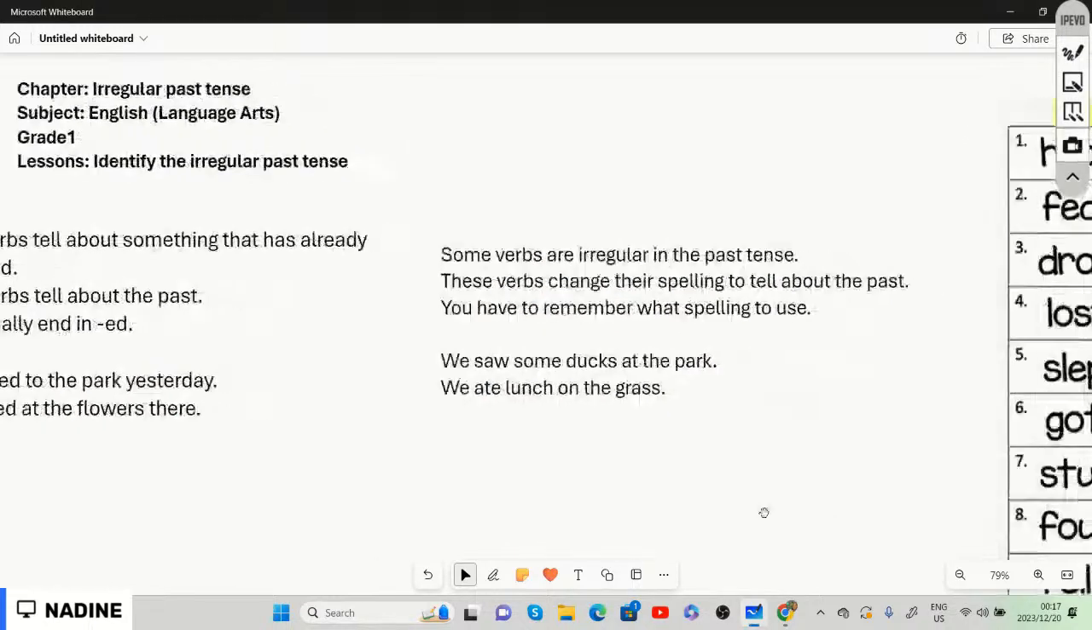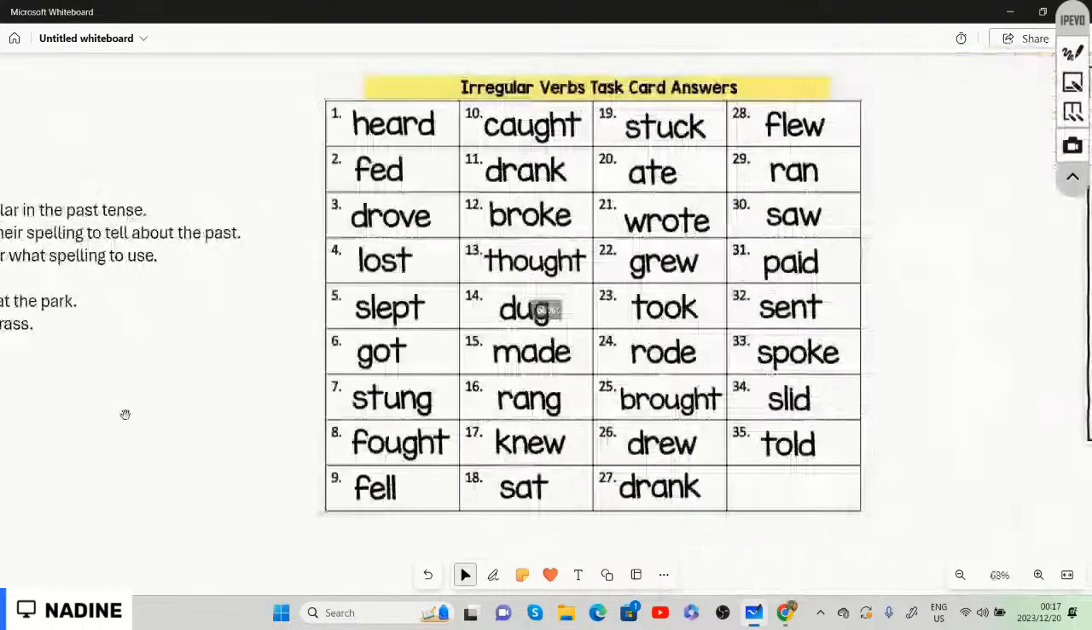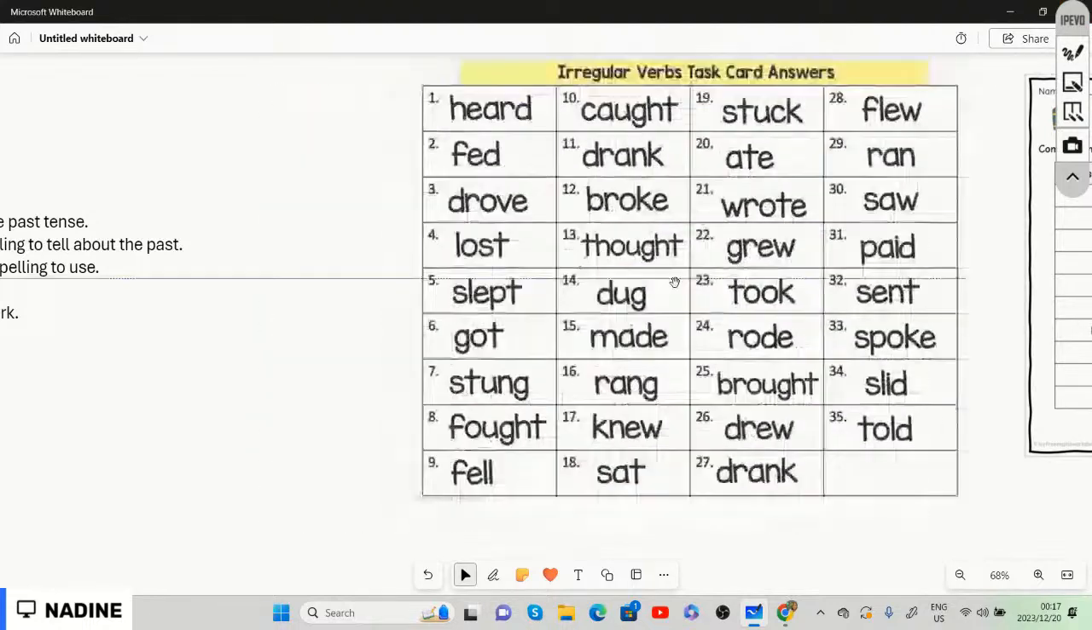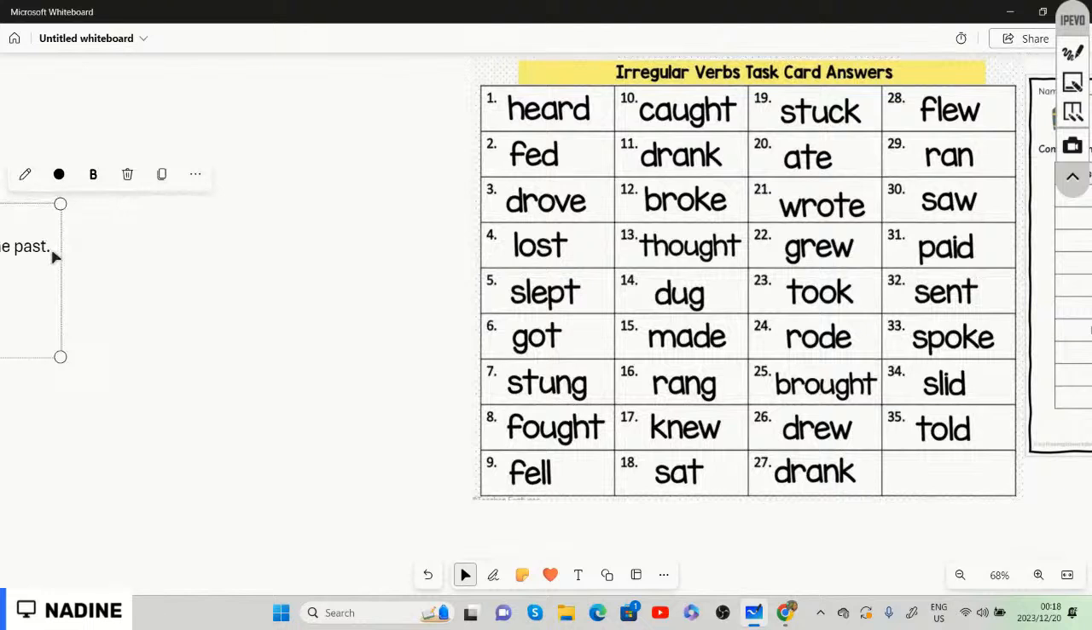All right, so now we're going to look at a few more examples of irregular verbs, right? I'm going to push this over here, and then I'm going to write the other side.